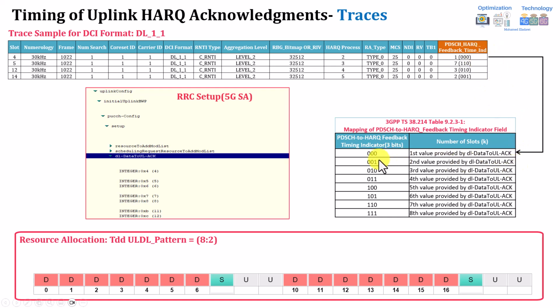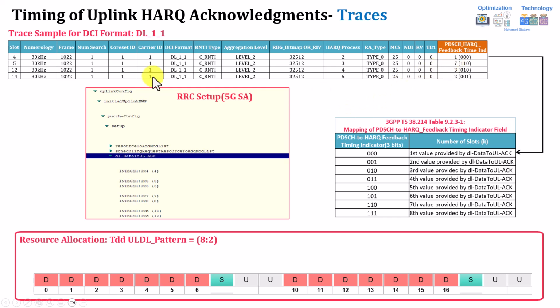And you can see that the 3GPP table is defined from the first value till 8, so it has 8 values here. So it is telling him that 3 zeros will be the first value provided by the downlink data to uplink acknowledgement parameter. As I mentioned, this parameter will be delivered in the RRC. So in the RRC message on the left side here, under the downlink data to uplink, you have 1, 2, 3, 4, 5, 6, 7. So you have 7 values, okay? Like in sequence, as you can see here.